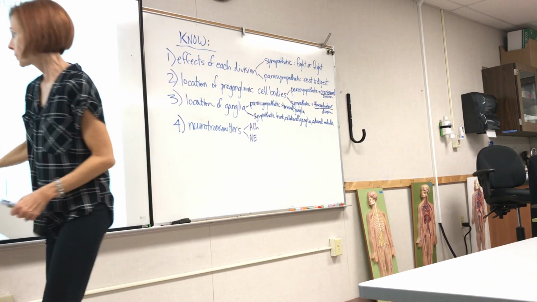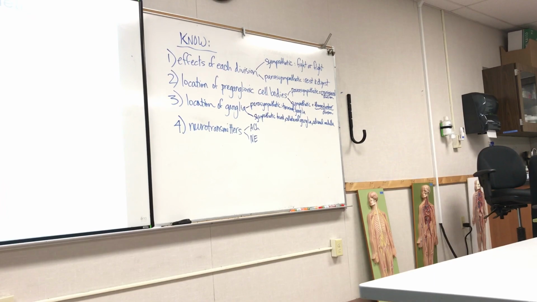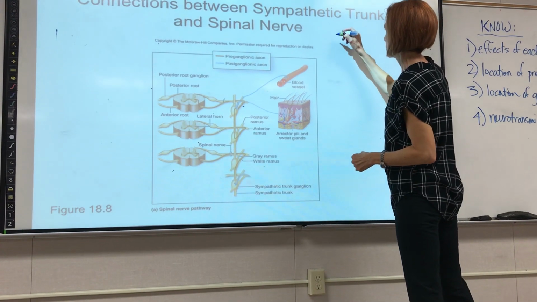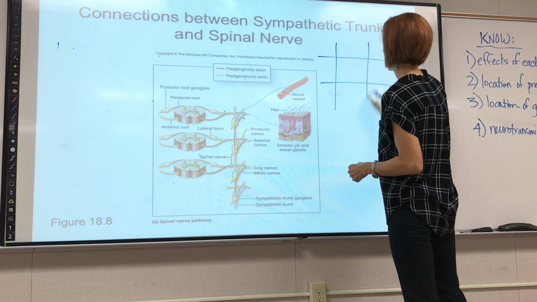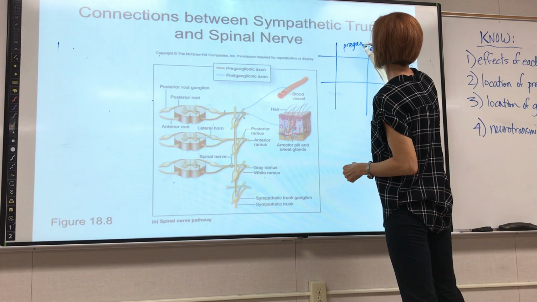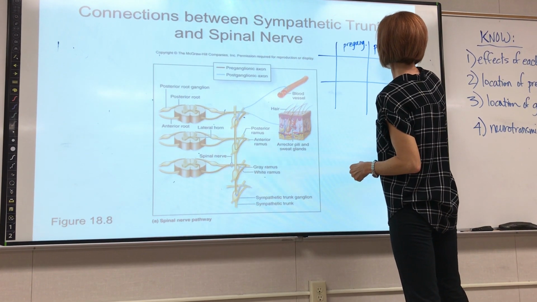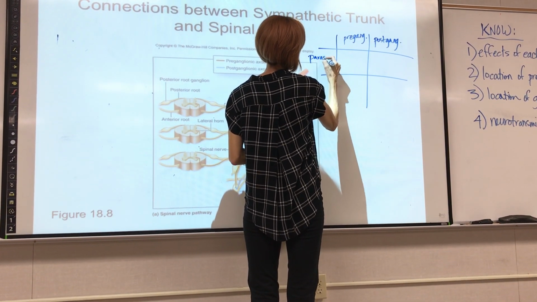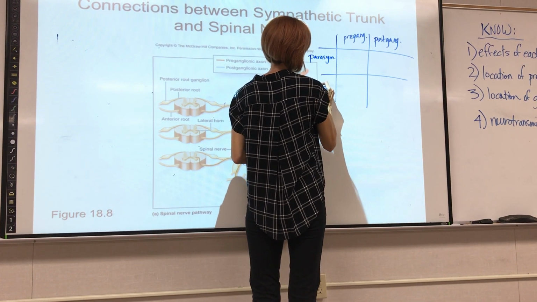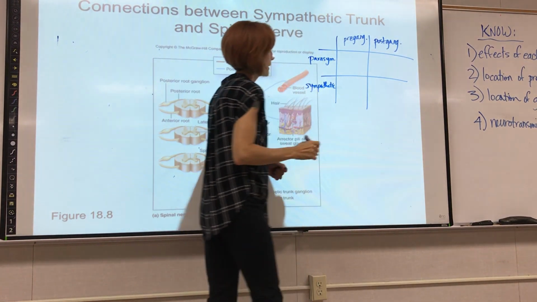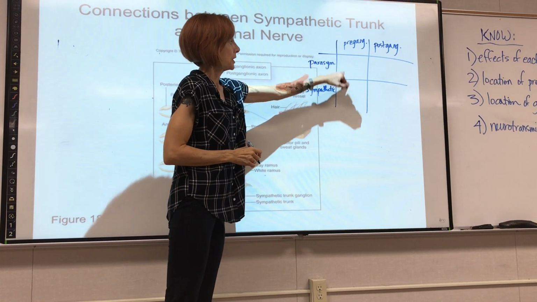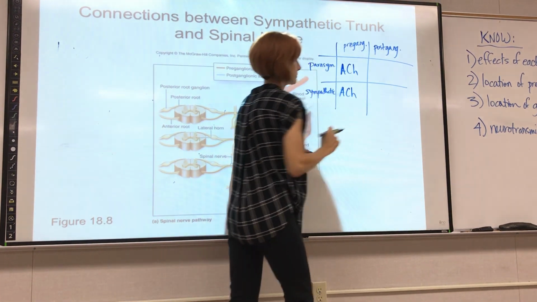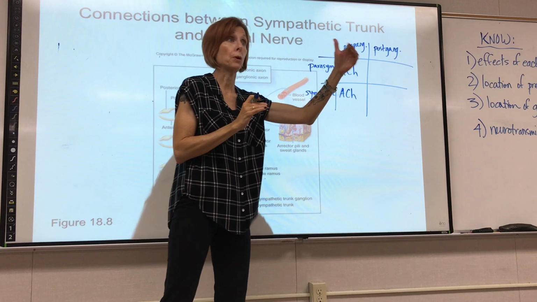Okay, so the neurotransmitters are actually very easy for the autonomic nervous system. If you want to make a little table, the preganglionic and the postganglionic, we'll put those over here. This would be parasympathetic and sympathetic. Okay, so the preganglionic neurons actually for each division secrete acetylcholine. Okay, so that is what they secrete onto the postganglionic neuron.